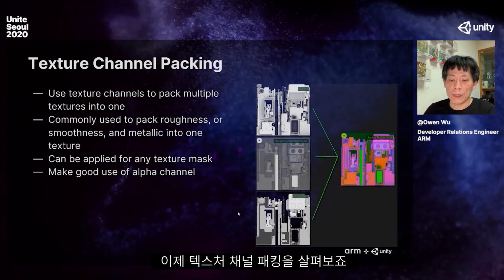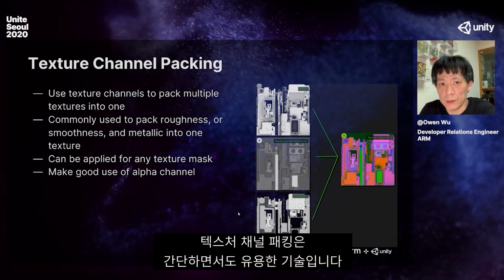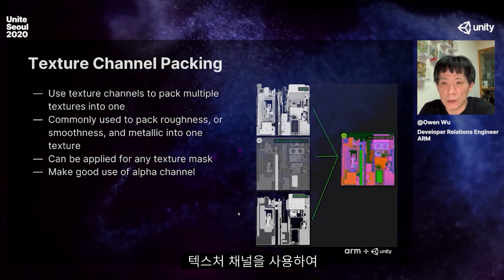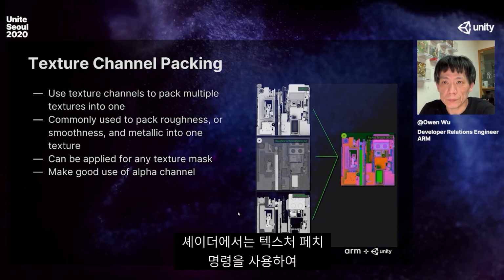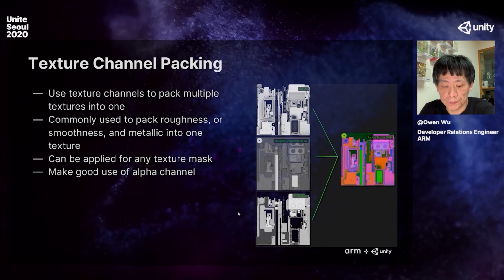So next one, texture channel packing. Texture channel packing is a simple but useful technique to improve your game performance and reduce the memory bandwidth. It means you can use texture channels to pack multiple textures into one texture. So in shader, the texture fetching instruction can fetch the data just in one instruction.